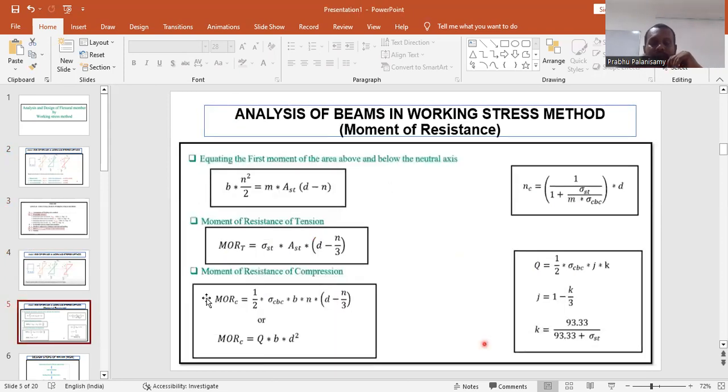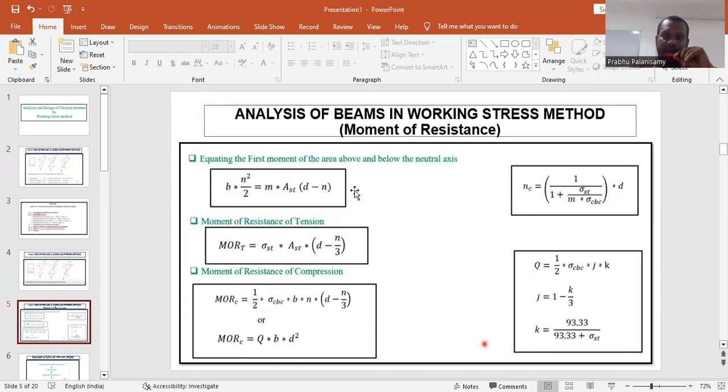So this is the working stress method. The analysis of a beam can be done by the following equations. For analysis, the required data will be the moment of resistance in tension and the moment of resistance in compression, with their formulas. For this we need the actual neutral axis and the critical neutral axis.